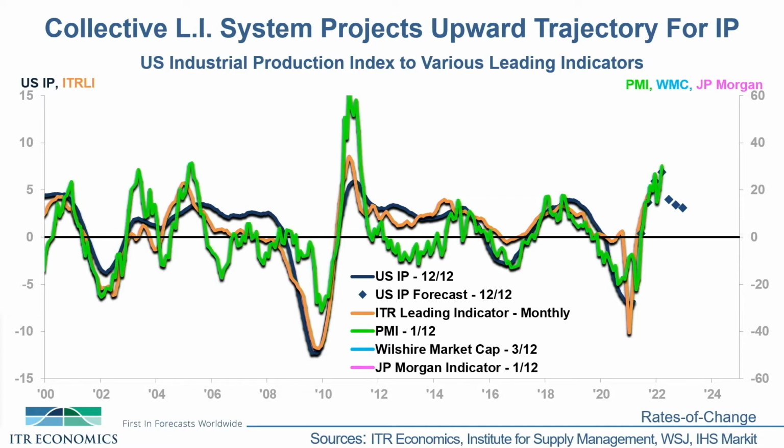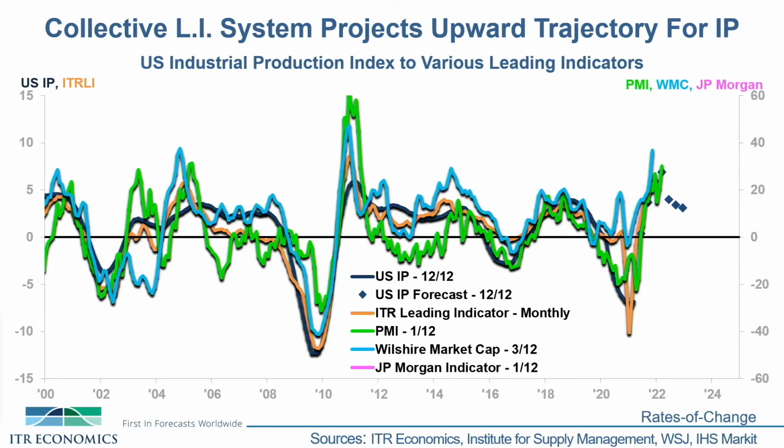You can see that the Purchasing Managers Index, in this case using the 1/12 rate of change, or the month-over-month growth rate, supports that assertion that after this low point that just occurred in February, we're going to have acceleration in the rates of change into early 2022. The Wilshire Market Cap is a stock market related leading indicator, and that too supports that assertion that we're going to have acceleration and then growth in industrial production over the course of the next 4 to 5 quarters.